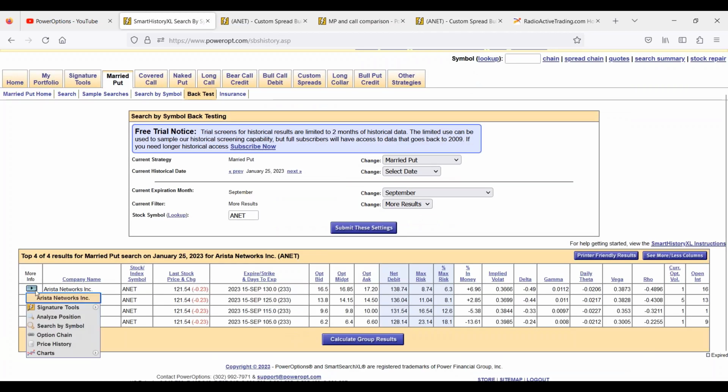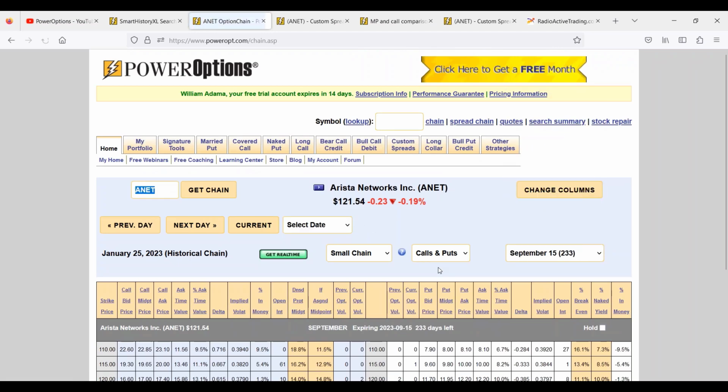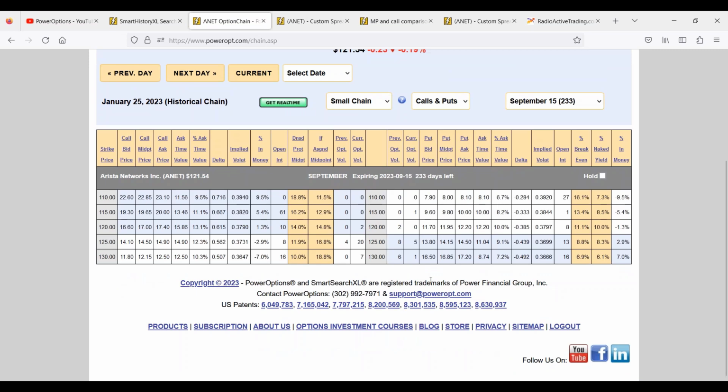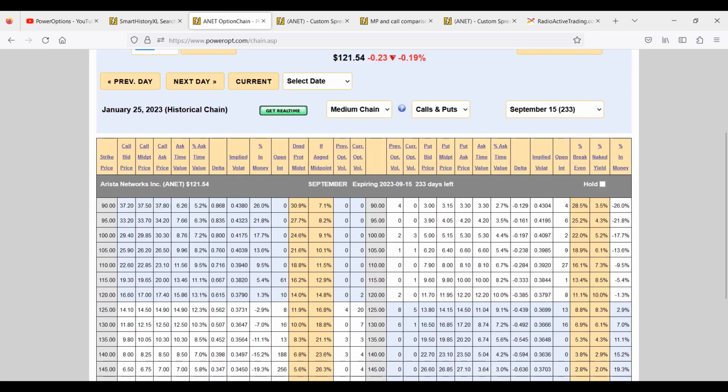Let me go back here and go to the option chain. Let's go to September. So instead of buying the stock at 121.54, on January 25th, I'm going to buy a 0.8 delta 100 strike call that's in the money to sort of simulate stock ownership, stock replacement. Usually you go up to 0.9 or 0.95. We'll just use 0.8. And I'm going to pay a cost of $29.85.